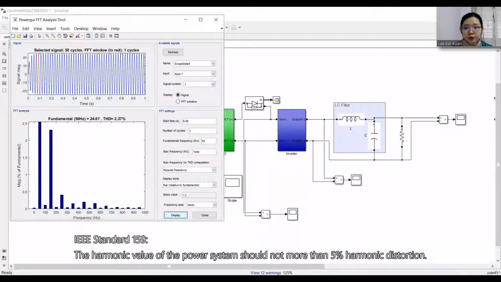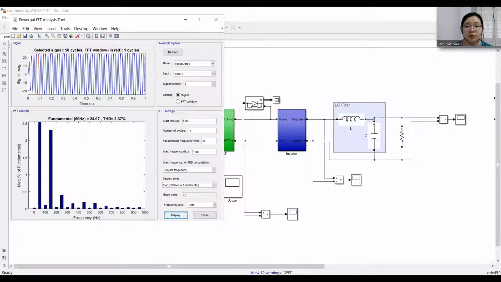As a conclusion, the fundamental amplitude and the total harmonic distortion of the output waveform are 24.07 volts and 2.37%, which are acceptable as stated in the IEEE standard 519.